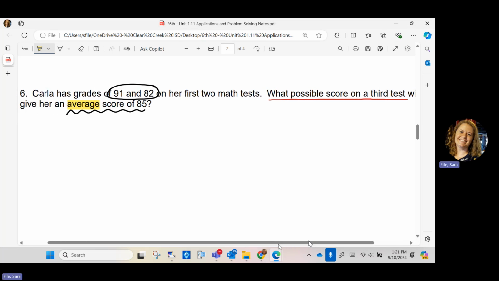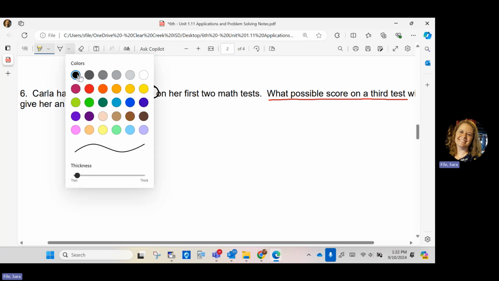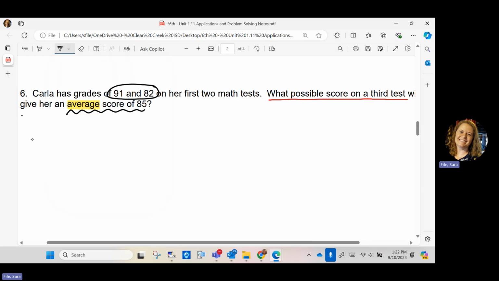Or a mean? Mean is another word for average. No? So if you're finding the average of anything, you're adding up all the terms, however many there are, getting a sum, and then dividing by how many there are. So if you don't remember what that word means, we need to write that down.